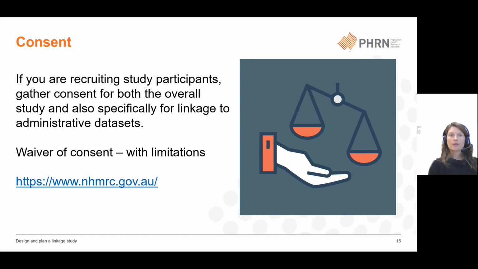Just a quick note around consent. Access to linked data can be with consent, but under certain circumstances, a project can request a waiver of consent. Just flagging that you will need to think about this in more detail. However, the topic is beyond the scope of this presentation. We recommend that you check out the link to the NHMRC guidelines and resources to ethics and consent.